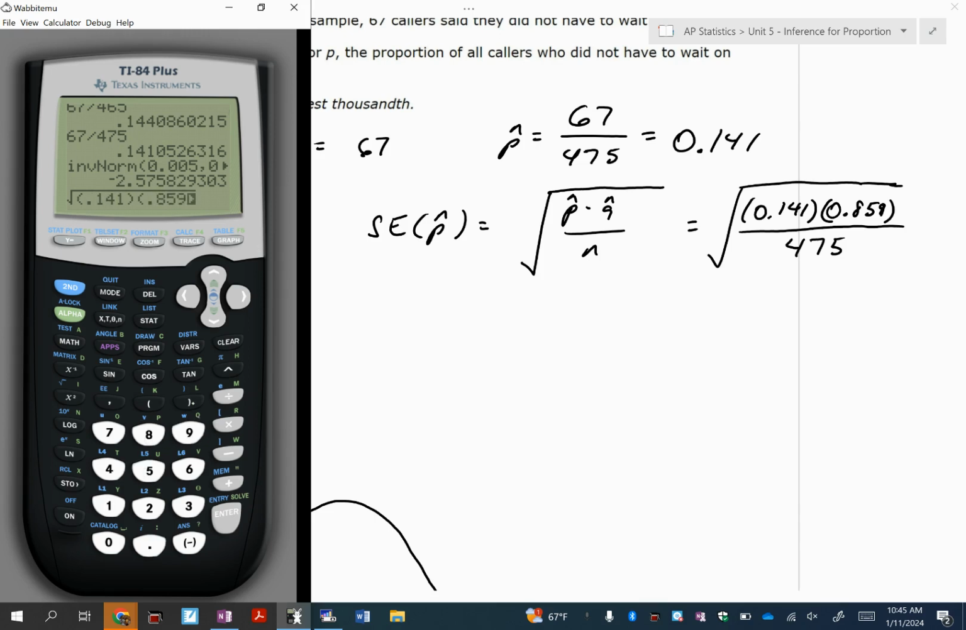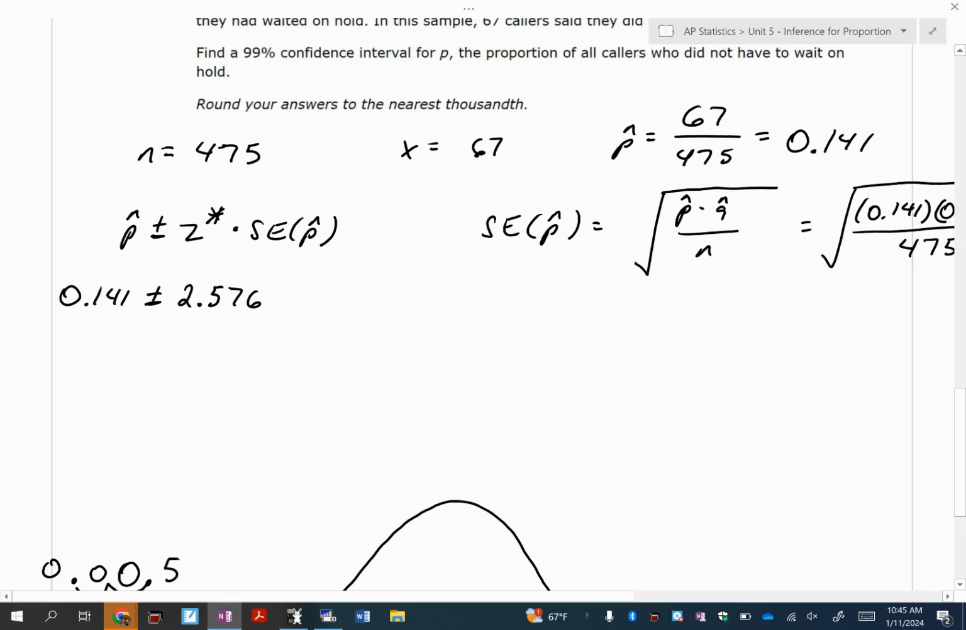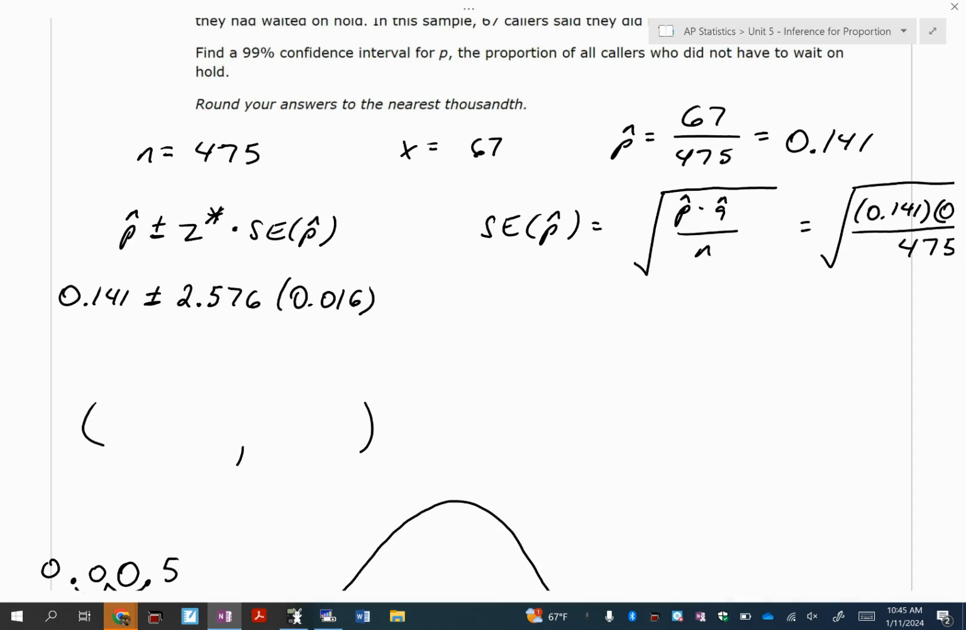Again, will my answer be exactly the standard error? No, because I did round 0.141. So this standard error of 0.016 is obviously not going to be exactly correct. Now I'm going to go to my calculator function to get the exact answer, and then use that strategy I just showed you to find the margin of error.